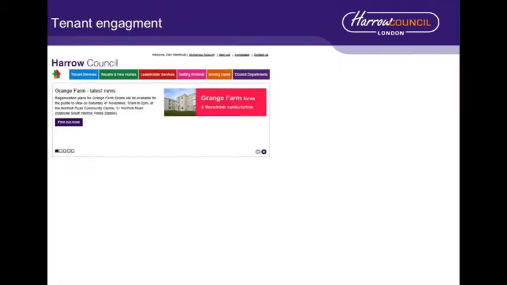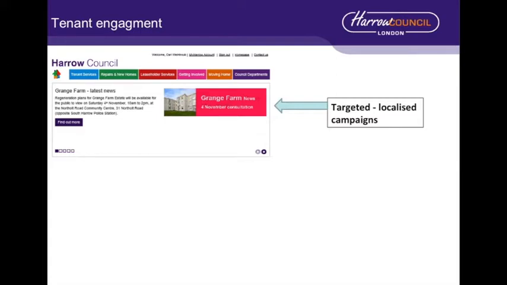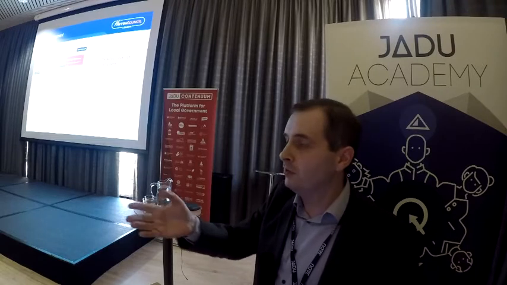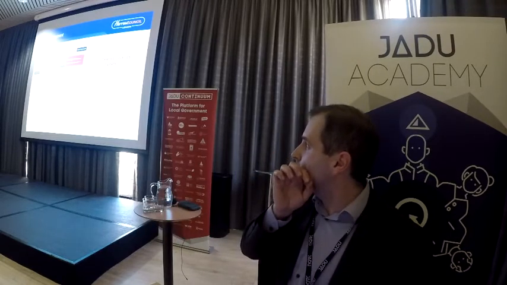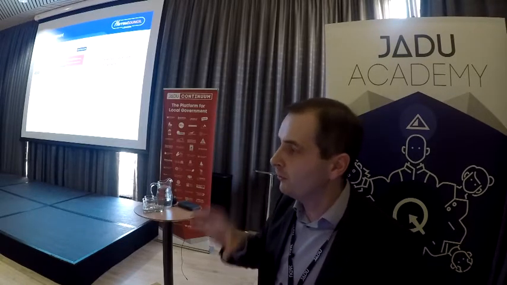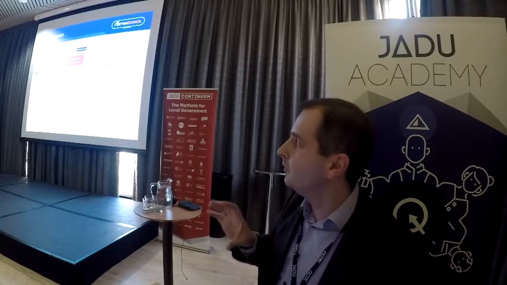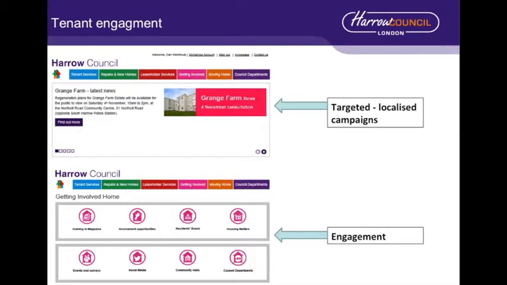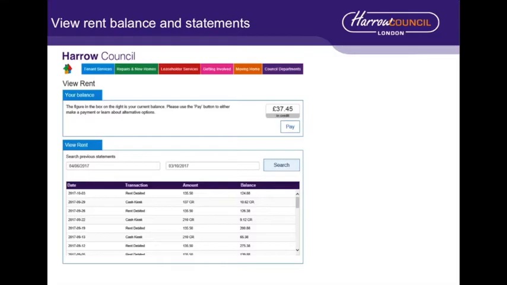So we created the new tenancy engagement pages, which are targeted. So this section here is actually a carousel, which is targeted to where they live. So Andrew talked about UPI earlier on, and because it's linked up to the account, we know a lot about the customer, so that we can personalise and localise the information which we present to the customer. We linked up all the engagement into an area called Getting Involved. We provided an area for rent balances and statements.